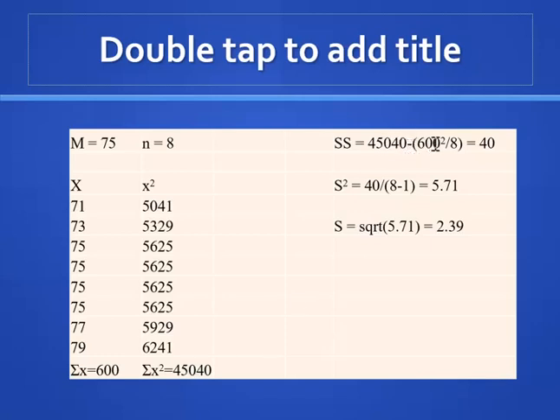From that, I'm going to subtract sigma x squared, and I'm going to divide that by the total number of people in my data. So I do this, and I subtract it from this value, and I end up with a sum of squares of 40. But I'm not done yet, right?